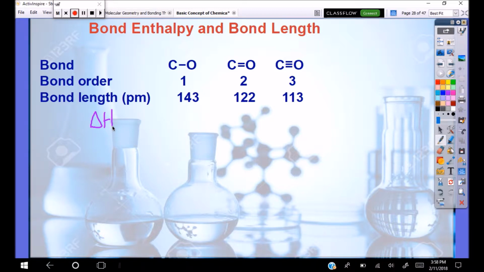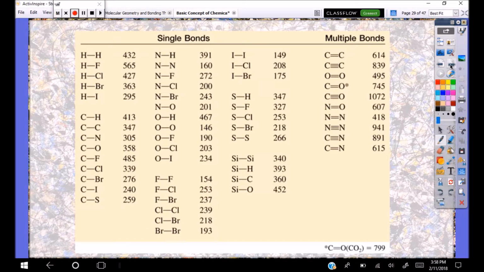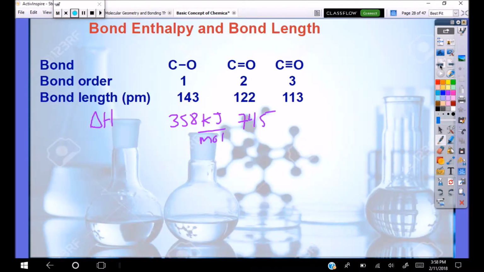We know that it is about 358 kilojoules per mole to break a carbon single bond to an O, and it's about double that for a carbon double bond. And then if I look at my table, I believe the carbon triple bond is 1072. So it does go up significantly when you start to have a double and a triple bond. Double bonds are not quite double that of a single bond. It's easier to break a pi bond itself.